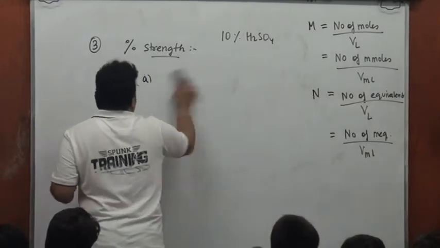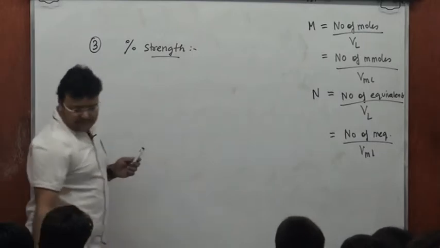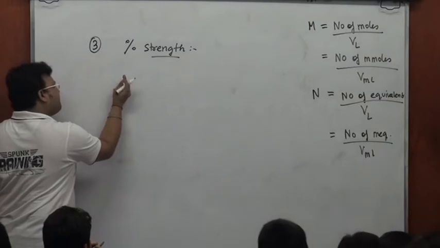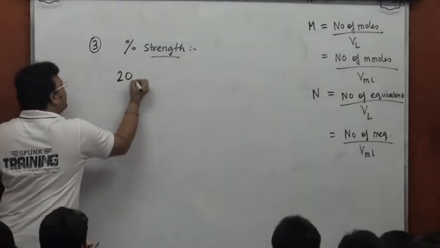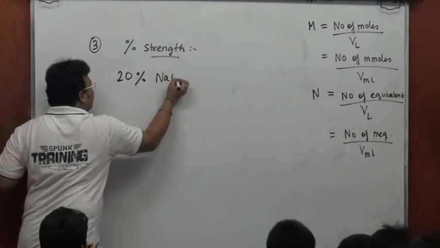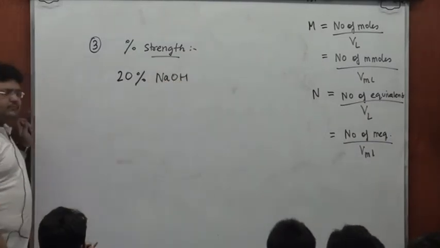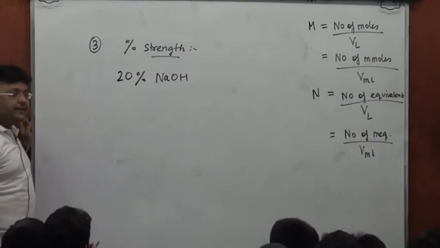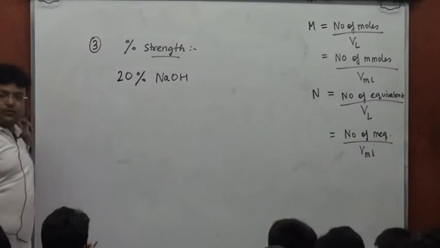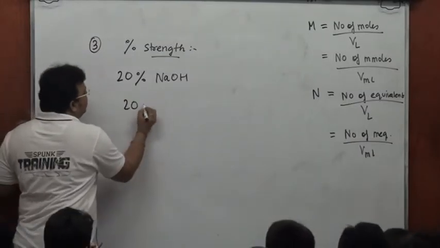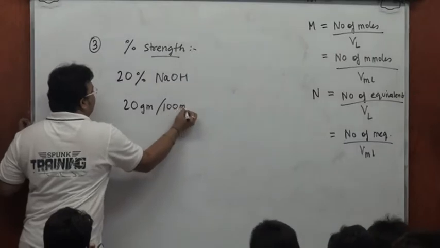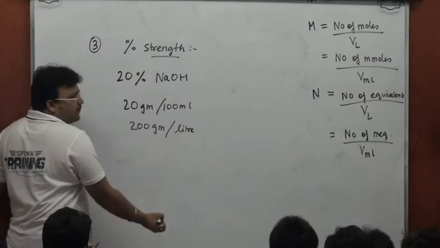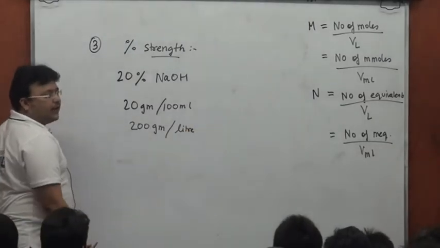So what if you have 20% NaOH? Now 20% NaOH will mean 20 gram per 100 ml, yes or no? So you know, very quickly you'll understand 20 gram per 100 ml is like 200 gram per liter, and weight upon molecular weight or equivalent weight.